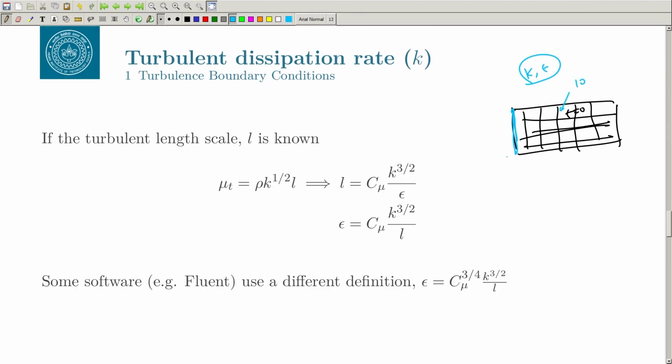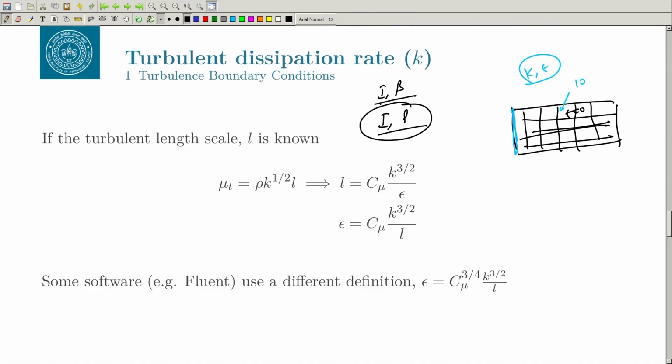So, you calculate the value of k and epsilon and multiply by 10 and give it in your domain, and do the initialization. Okay. So, if the length scale is known, that was the second thing I was saying, that let us say in your code you have not only the intensity but also the length scale. Earlier we saw intensity and the viscosity ratio. Now, if you have intensity and the length scale, how do you do that?